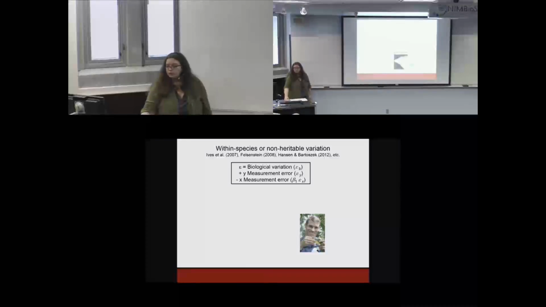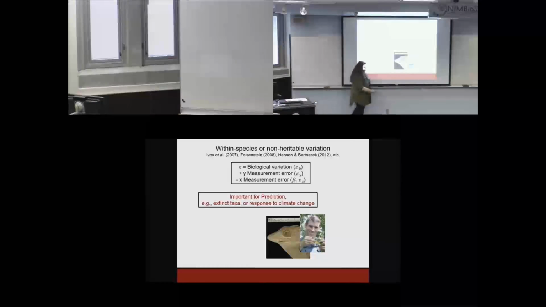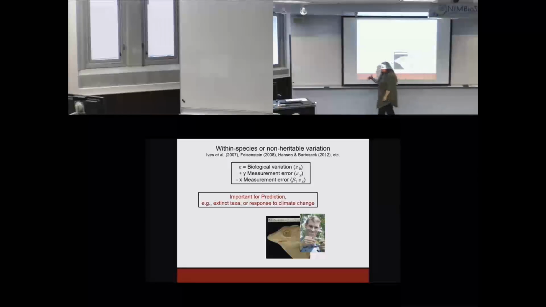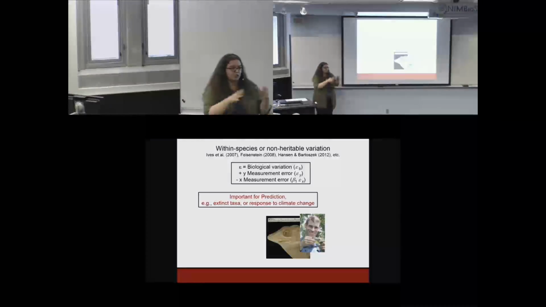This is really important for a lot of reasons, but partly it's important for prediction. And prediction is where a lot of people are going these days, wanting to use comparative methods as a way to predict different things. So one thing is to predict phenotypes of extinct taxa, and this is an example that Liam maybe will tell us about later. Also, people have been talking a lot about response to climate change and trying to predict where phenotypes are going to go in the future. And I think for all of these things, getting a handle on within species variability or phenotypic plasticity and all of these different issues that go into that error term will be important.